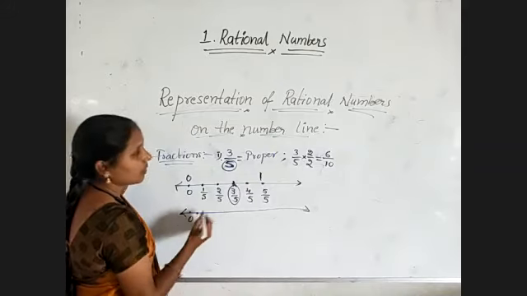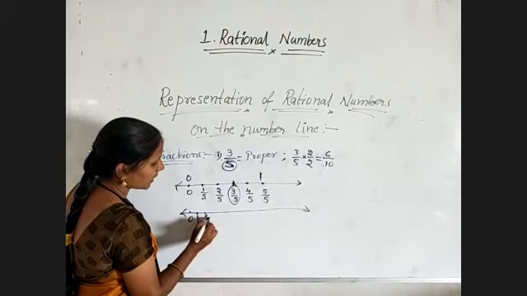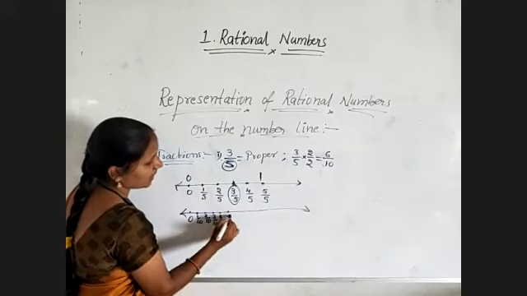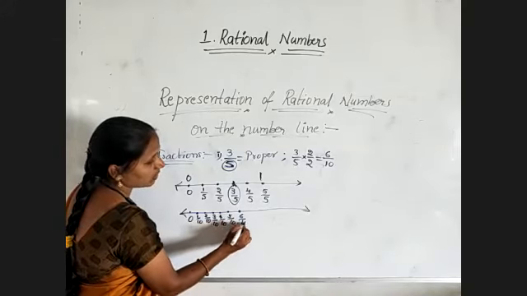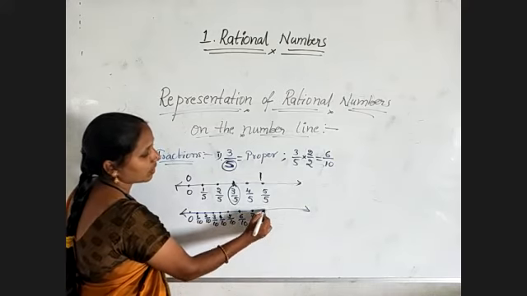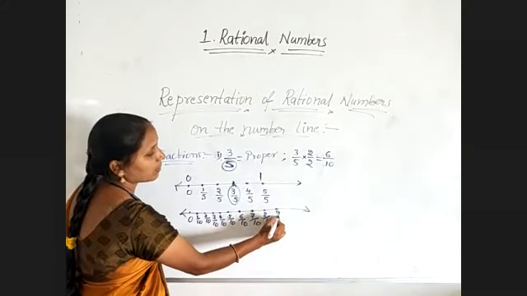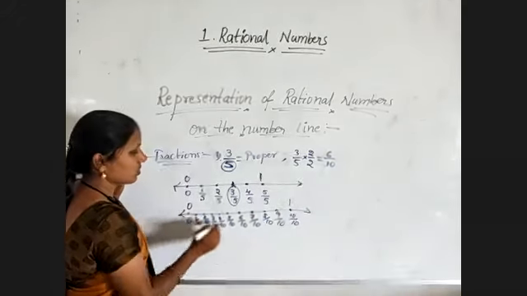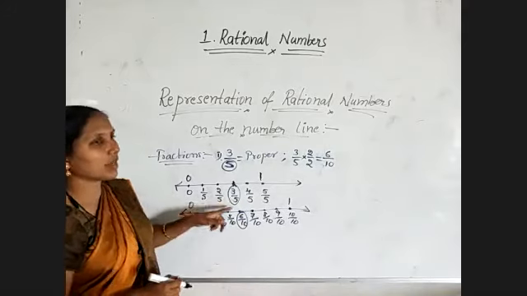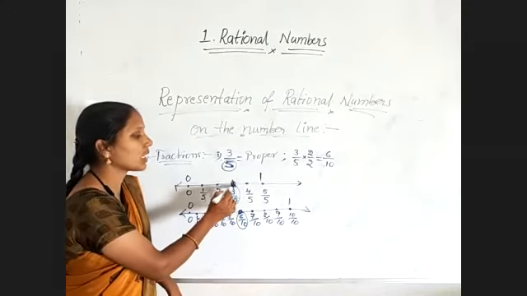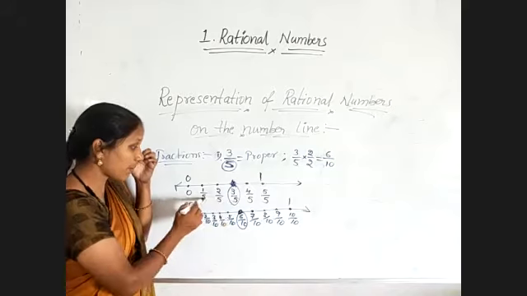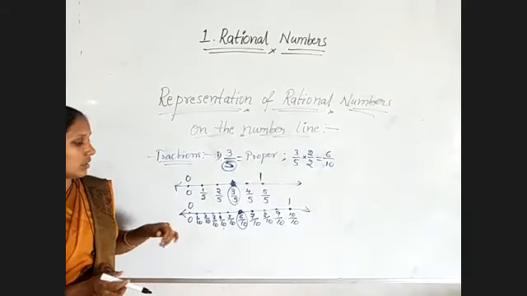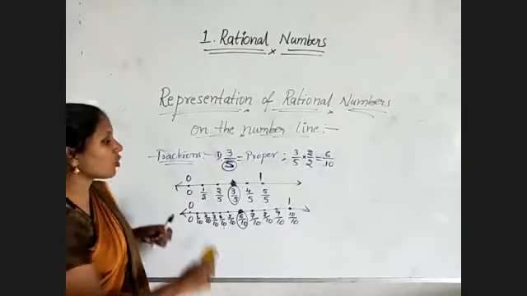0, 1 by 10, 2 by 10, 3 by 10, 4 by 10, 5 by 10, 6 by 10, 7 by 10, 8 by 10, 9 by 10, 10 by 10. 10 by 10 in the sense 1. So 6 by 10 is the equivalent fraction of 3 by 5, meaning they show at the same place on the number line. Same place, only instead of 5 parts, it is divided into 10 parts. This is about a proper fraction.